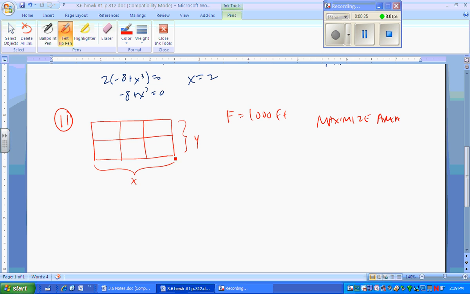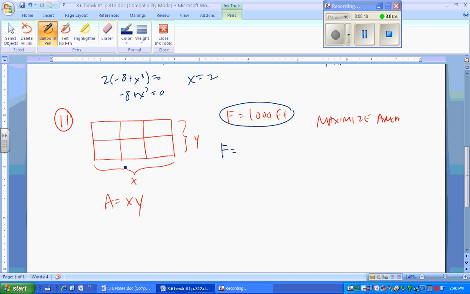So the area of this total enclosure is a pretty simple equation. It's just area equals x times y. But again, we can't have two variables in here. So we have to solve for one of these in terms of the other. And to do that, we're going to use this information about the fencing. Right, so all of these lines of fencing have to add up to 1,000 feet.